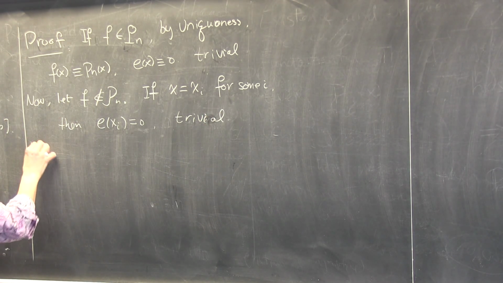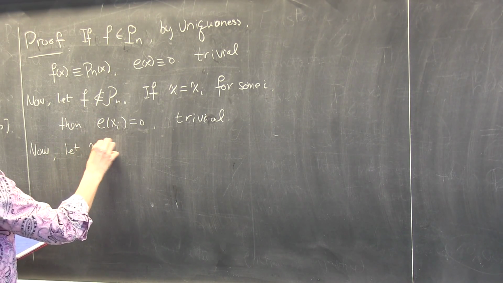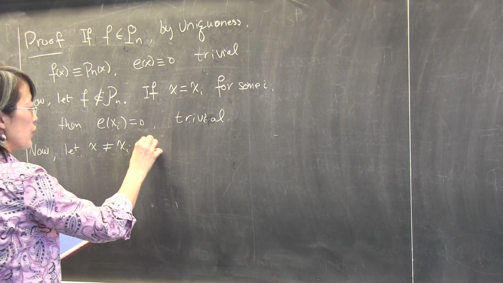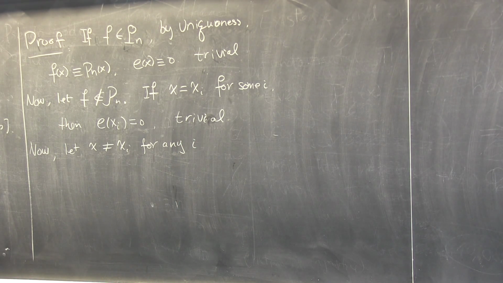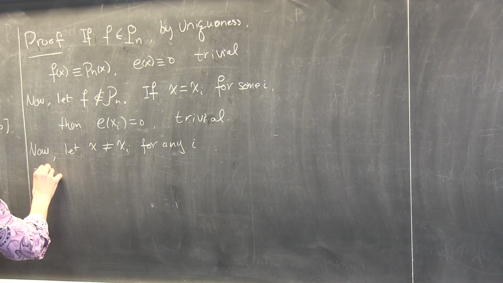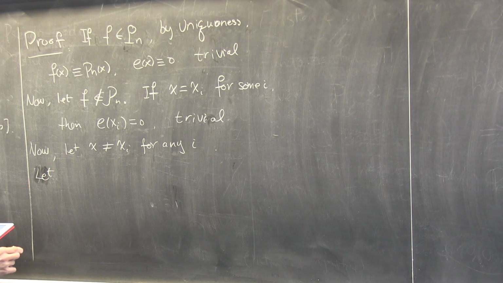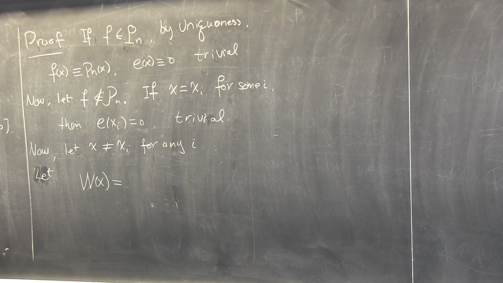So now I'm considering the case where f is not a polynomial and x does not equal xi for any i. Okay, I'm considering x that's not a point that you interpolate, meaning you actually have some error. So I need to define a couple of things. I'll call a function w. I will take this product here and call this w of x.